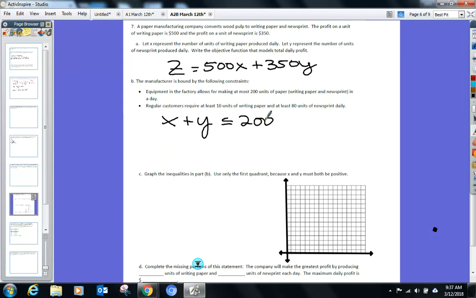So what am I going to set up for there? X. At least, right? So more than. So X greater than or equal to 10. And at least 80 units of newsprint. So Y is greater than or equal to 80. Are we all right?